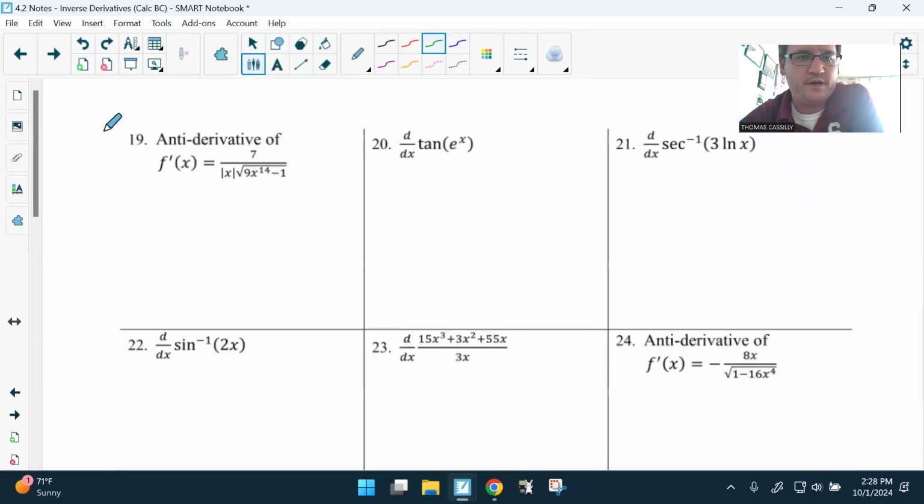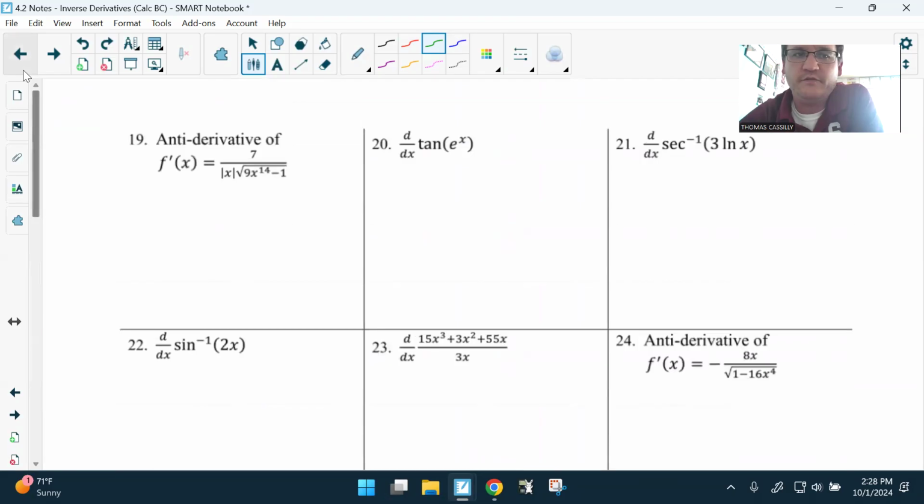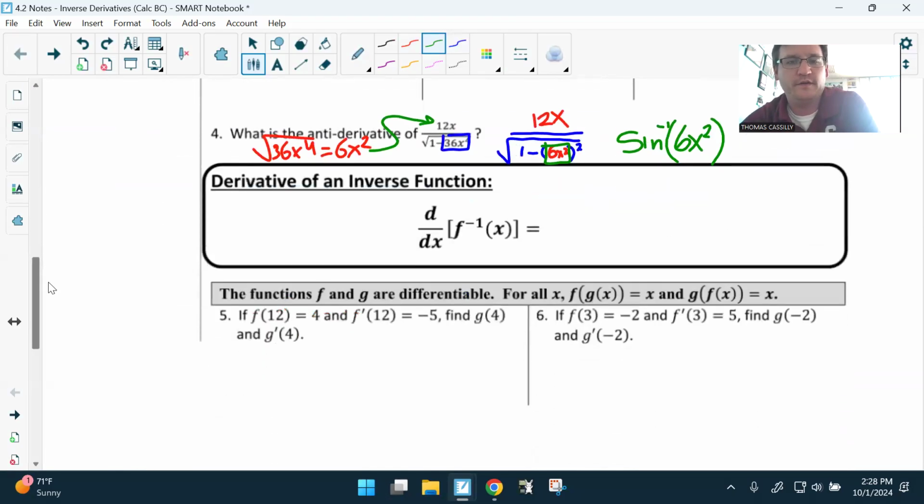I think there's a couple on the next page here. So number 19, that's an antiderivative, 24. So see if you can do some of those on your own. All right, now I do want to revisit this thing.